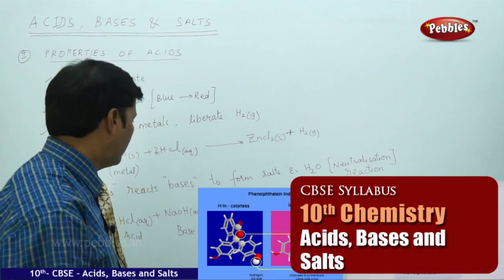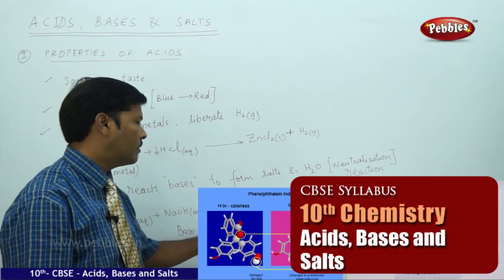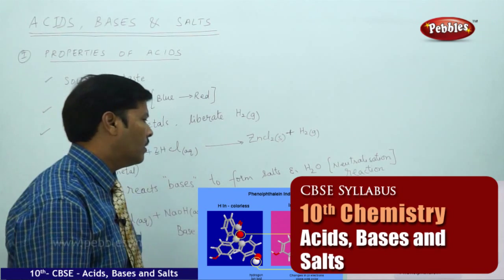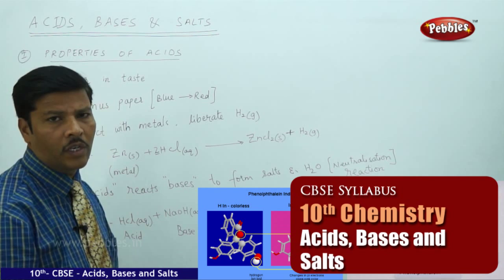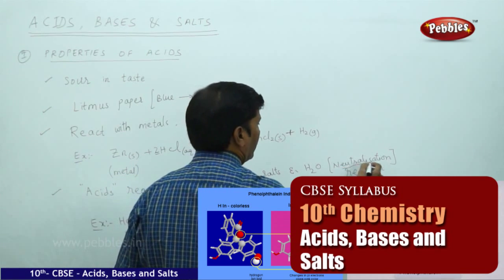So if you go to the properties of acids, when acid reacts with the base to form salt and water, energy is lost in the reaction. We call it an exothermic reaction. An exothermic reaction is a part of neutralization reaction.